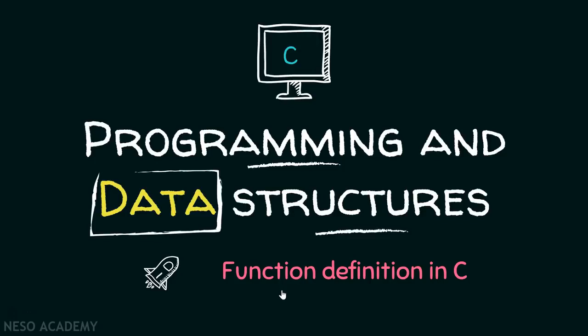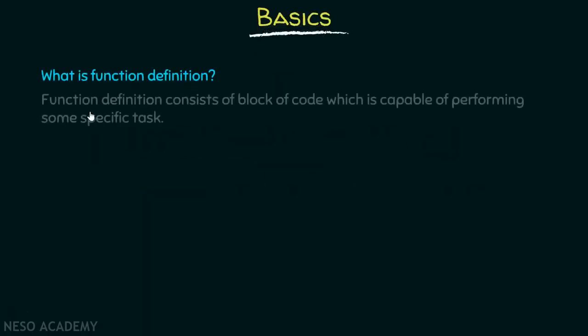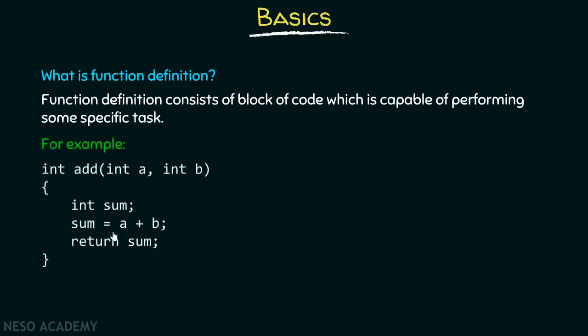In this presentation, we will talk about the function definition in C. So let's get started. What is function definition? Function definition consists of a block of code which is capable of performing some specific task. For example, here is a block of code which can perform the addition between two numbers available inside these two variables a and b, right? So this is a function definition.